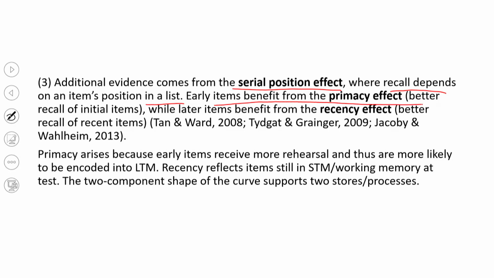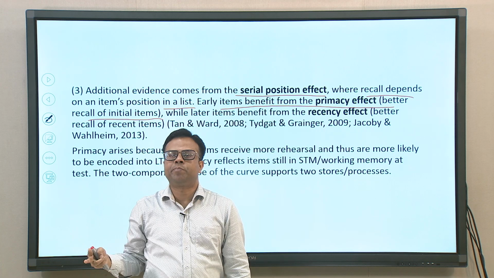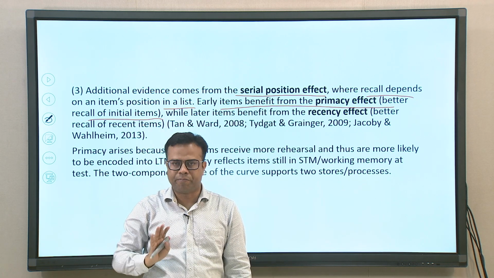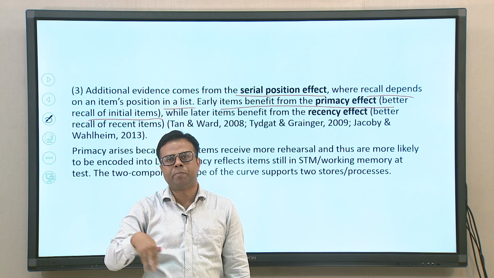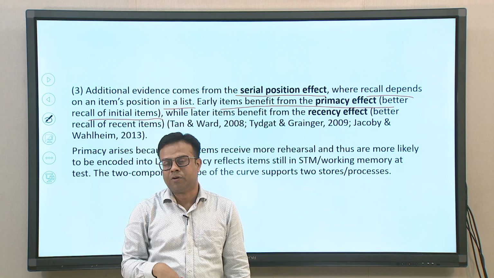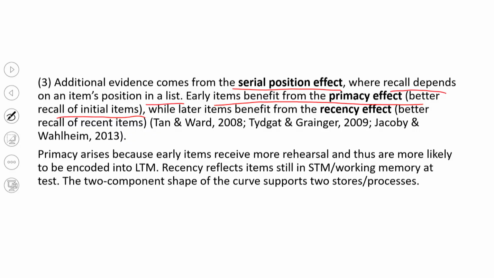Early items are remembered better because of the primacy effect. You are able to remember better whenever a list of items is given to you. Let us say 10 items are given to you to remember. Generally, people are better at remembering the initial few items, 3-4 items, and then the end items, the last 3-4 items. People generally are not able to remember the middle items as well. So, beginning and end items are generally remembered better when a list of items is given for remembering. That is called the serial position effect.